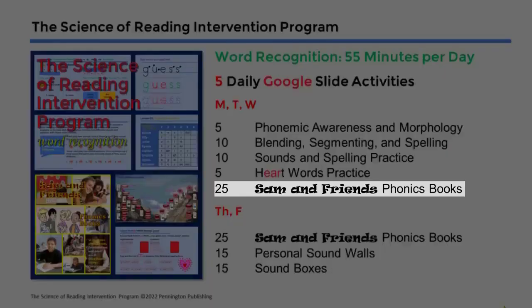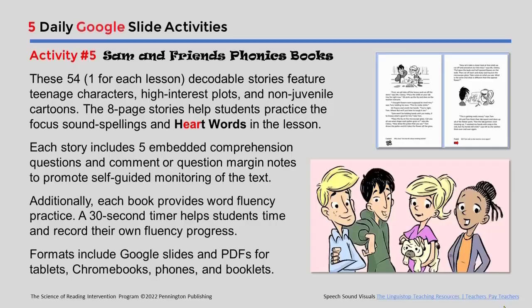Activity 5 features decodable practice with the Sam and Friends phonics books. Each book matches the lesson's focused sound spellings and heart words. Students read and practice 3 of the decodables per week. These 54 decodable stories have been specifically designed to build fluency, improve comprehension, and convince older, reluctant readers that reading can be fun.